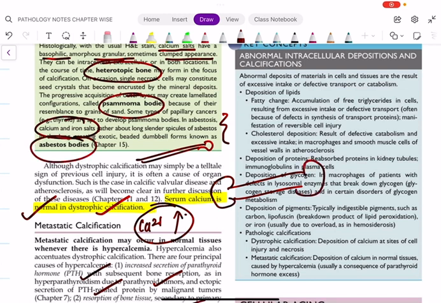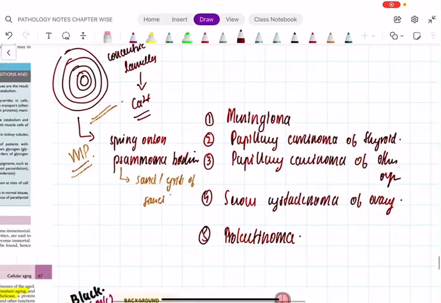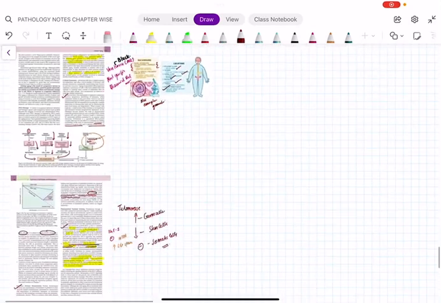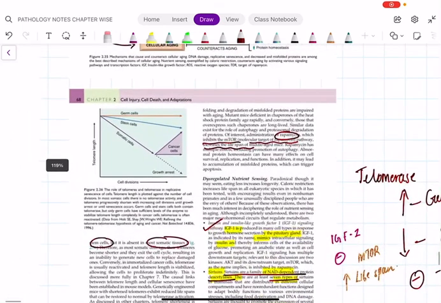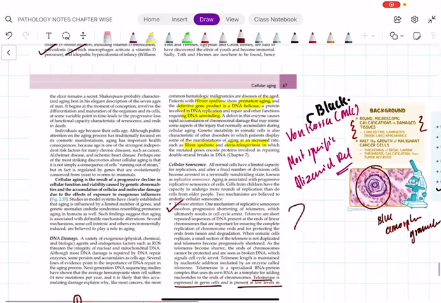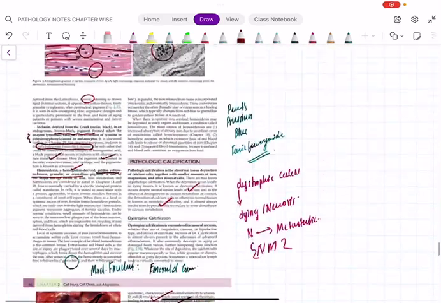If we discuss each and everything, it will take a lot of time. In the corresponding chapters, we will discuss. Just remember the asbestos bodies, what the conditions are, how it looks. Just focus on this picture. And cellular aging and senescence: stem cells have very low, germ cells maximum, somatic cells almost absent telomerase enzyme. Just focus on this region.